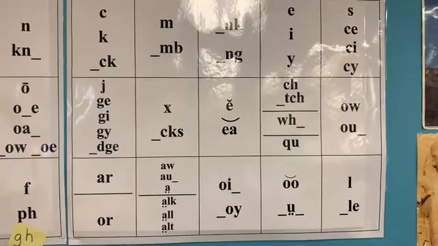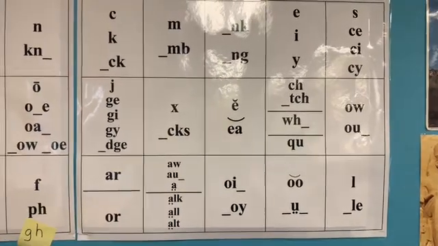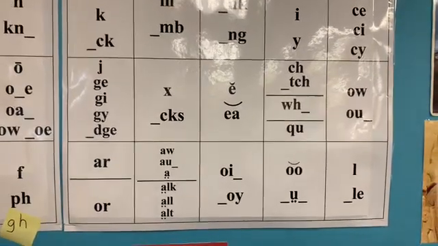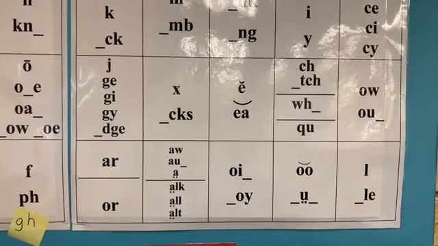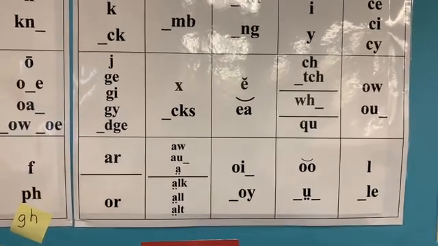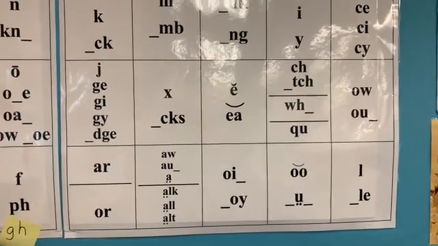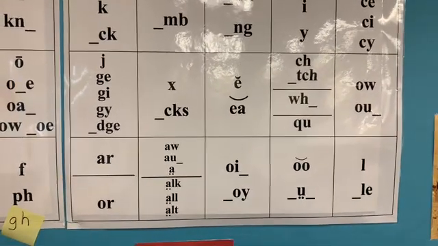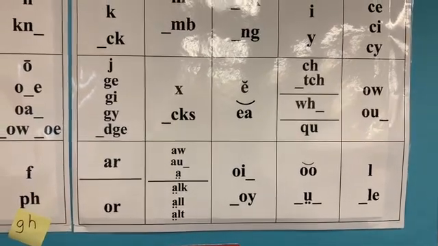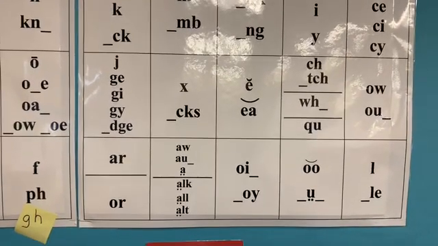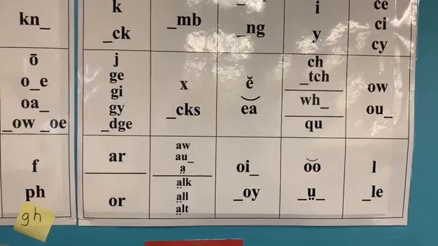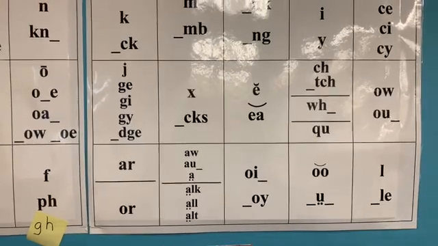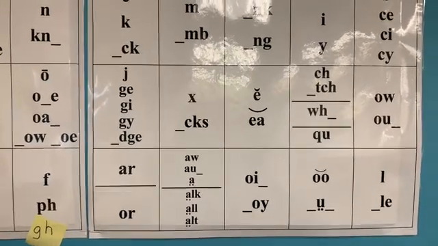Spellings, O-W, O-U, blank. Sound, R. Spelling, A-R. Sound, OR. Spelling, O-R. Sound, Aw. Spelling, A-W, A-U, blank, double dot A. Double dot A will be found in spellings like double dot A-L-K, double dot A-L-L, double dot A-L-T. Sound, Oi. Spellings, O-I, blank, blank O-Y.